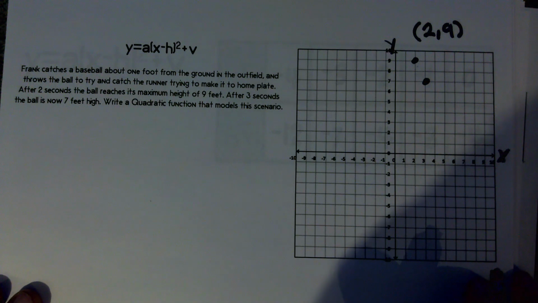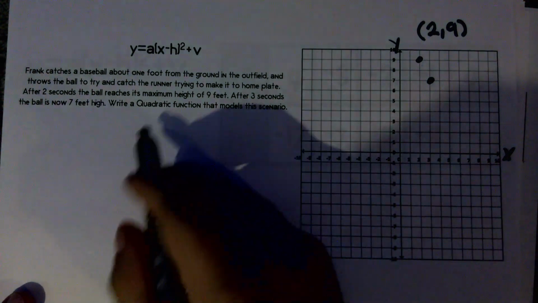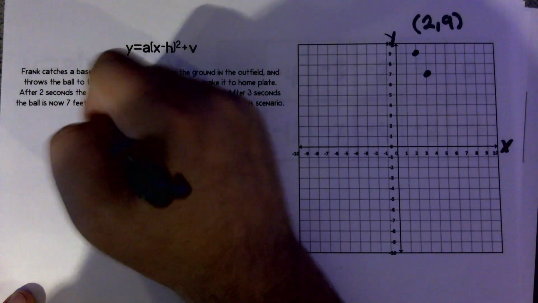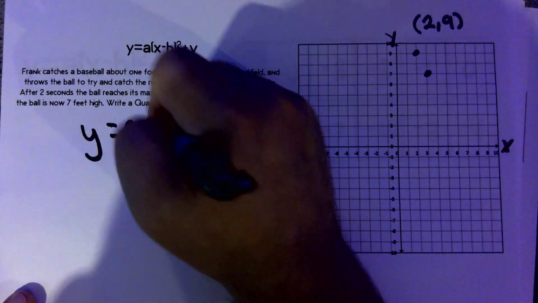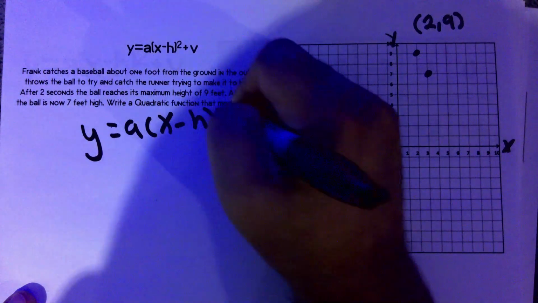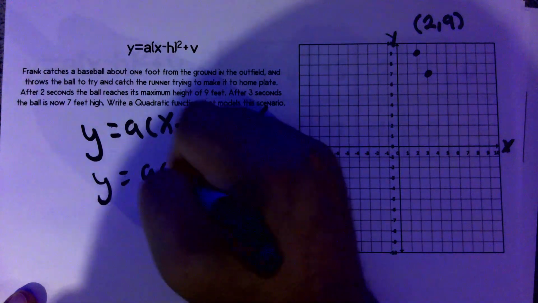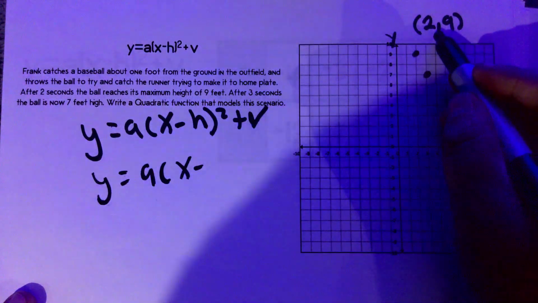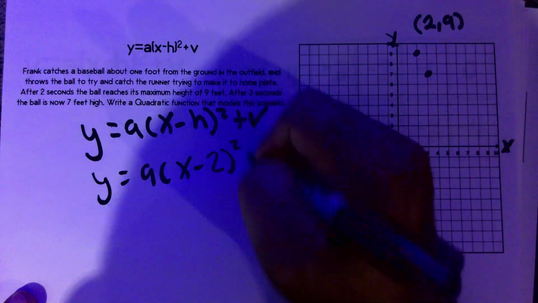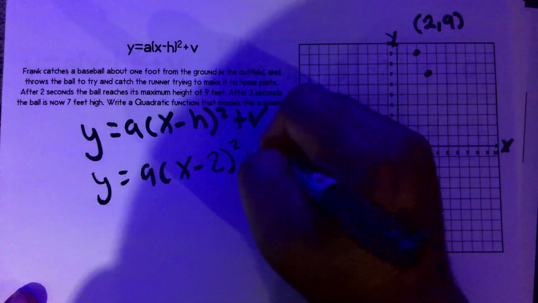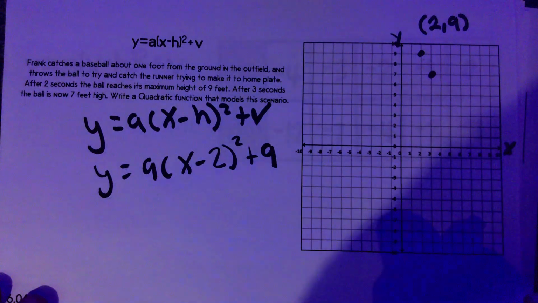So the first thing is let's fill in our vertex form: y equals a times (x minus h) squared plus v. And so y is equal to a times (x minus 2) squared plus 9, since our h is 2 and v is 9. Okay, so what could a be?